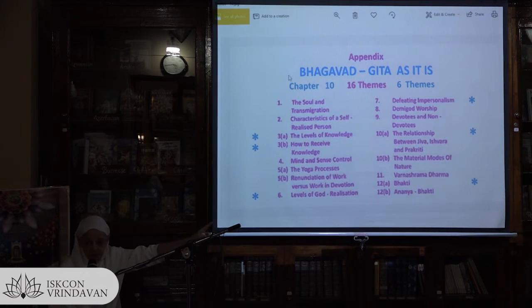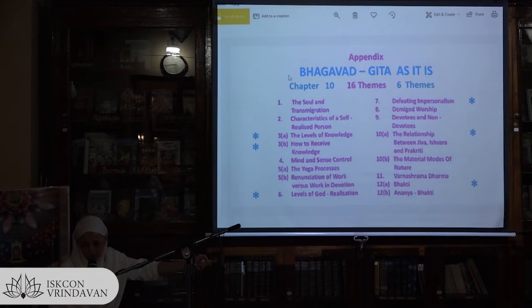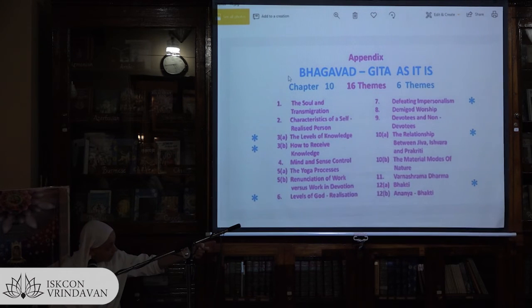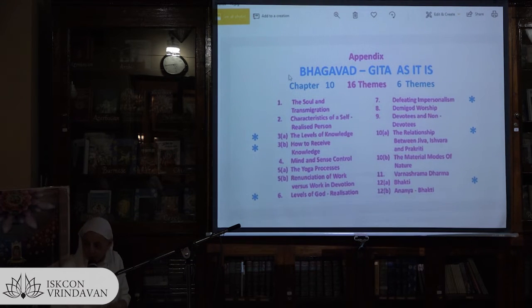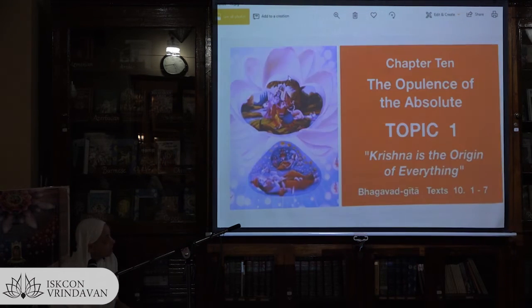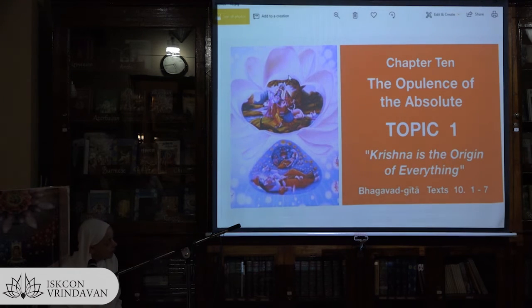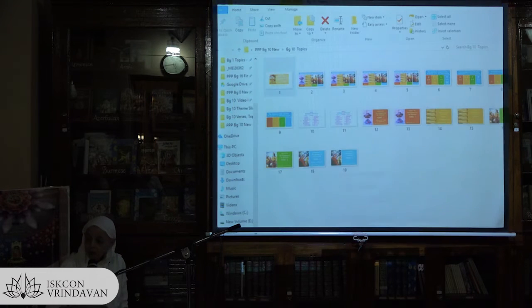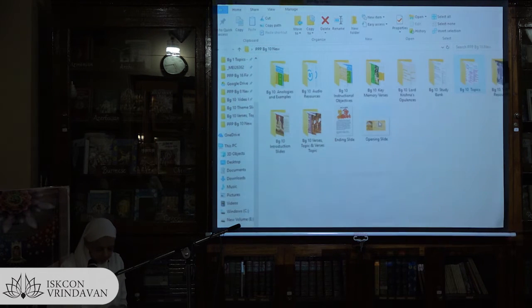How to defeat impersonalism. Read this chapter. And the relationship between Jiva, Ishvara, and Prakriti. That's in every chapter. Krishna is the origin of everything. And finally, bhakti. This is all about devotional service. Okay? Okay, in topic 1, we've got that. I think we're ready now for the slokas. Are we ready? So now we do a walk through the slokas.